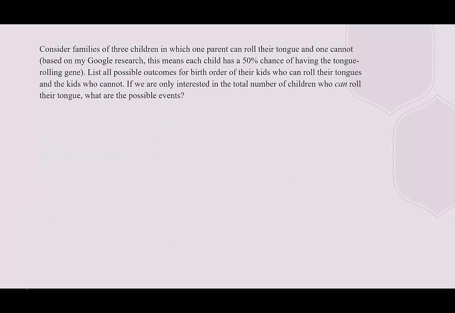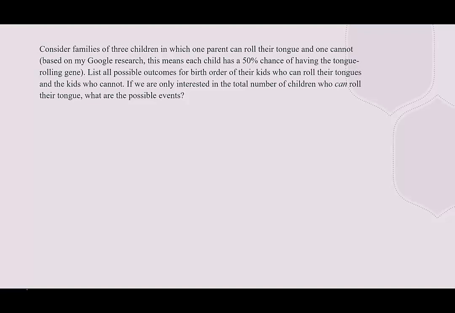Okay, so I like breaking from the mold and putting more peculiar rather than the straightforward examples we would normally see. So this is the one I came up with. Let's say there's a family and there's 3 children. One parent can roll their tongue and one cannot. And then according to Google, that means that each child has a 50% chance of being able to roll their tongue, because it's a gene that gets passed down.